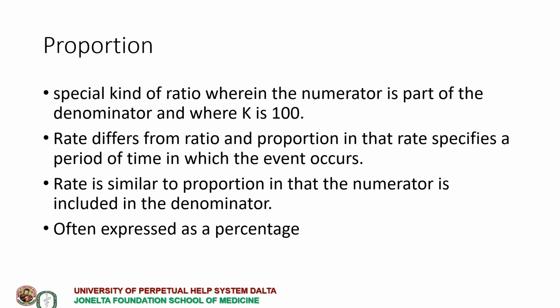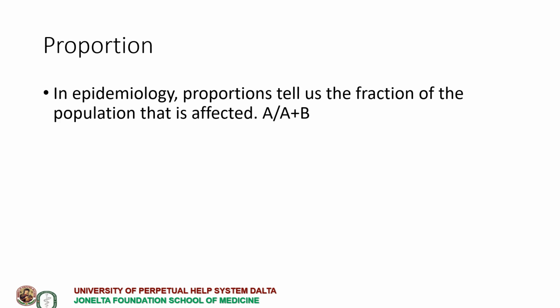Proportion, on the other hand, is a special kind of ratio wherein the numerator is part of the denominator and where K is 100. Rate differs from ratio and proportion in that rate specifies a period of time in which the event occurs. So rate is similar to proportion in that the numerator is included in the denominator. This is often expressed as a percentage. So in epidemiology, proportions tell us the fraction of the population that is affected, such that A over A plus B is usually our proportion.